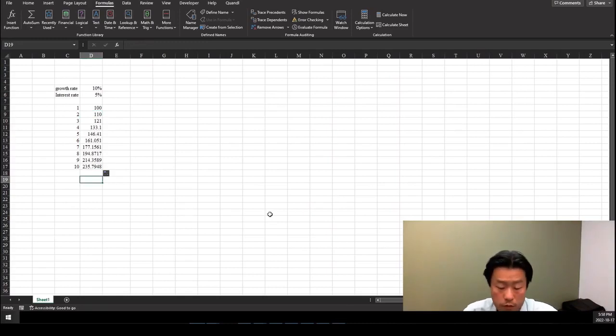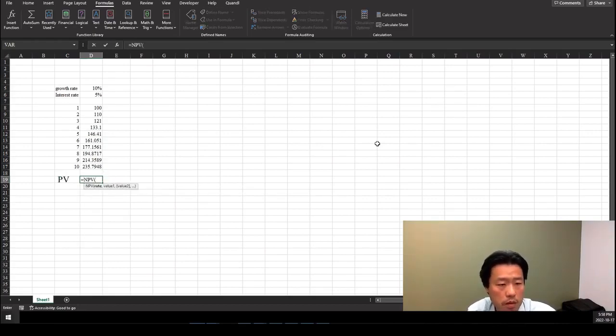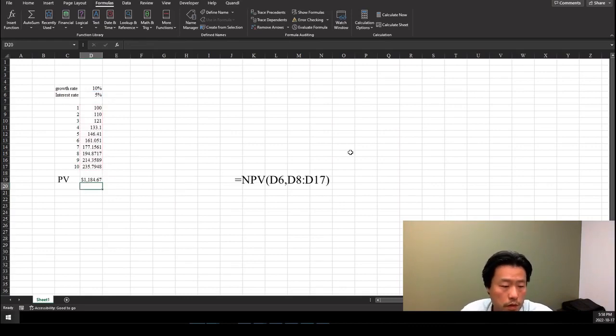The fastest way to find the future value is to find the present value first. It's because we have the internal function to calculate the present value. It equals the NPV function, with the 5% interest rate, comma, and highlight all those cash flows. Then we got 1,184.67 cents. That would be the present value for this set of payments.